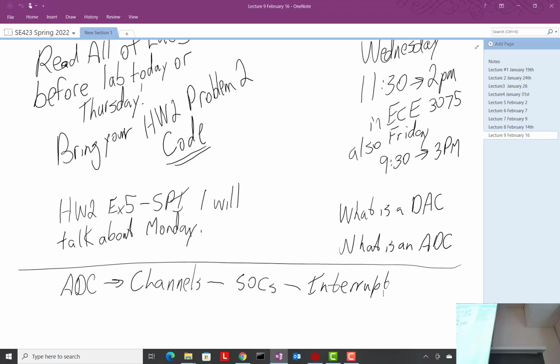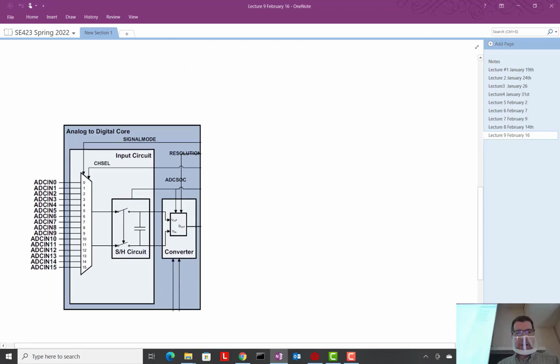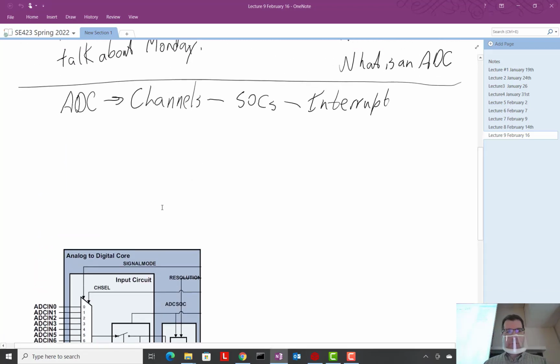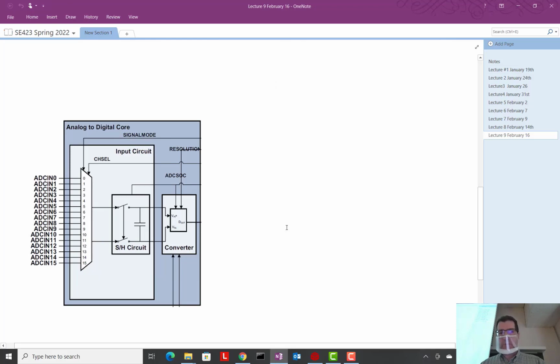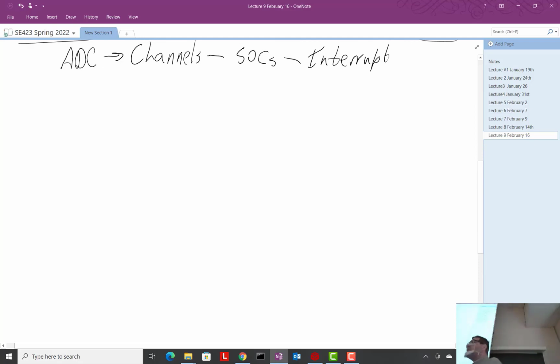Into this: what is a DAC and what is an ADC? I'm going to have to move some of these pictures around. Let's give ourselves a little more room here. Okay. First, it's actually easier to talk about what a DAC is than to start with an ADC. So let's talk about a DAC. DAC is digital to analog.